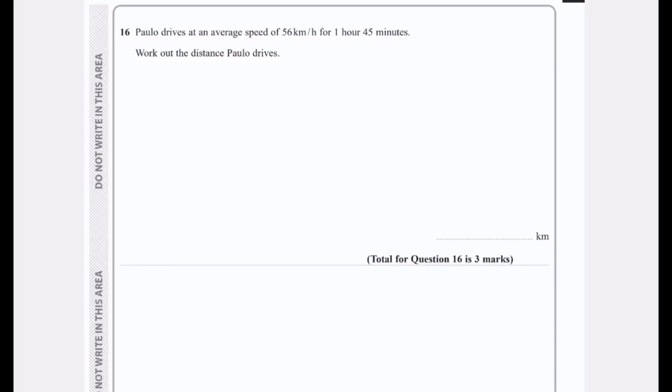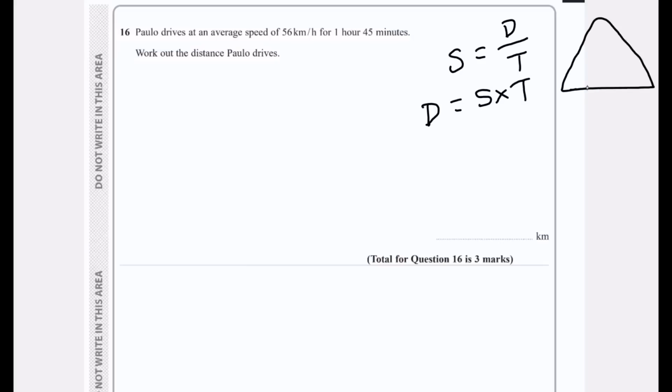Question 16. Paolo drives at an average speed of 56 kilometers per hour for 1 hour 45 minutes. Work out the distance Paolo drives. So speed is equal to distance divided by time. So distance, if we times both sides by time, equals speed times time.